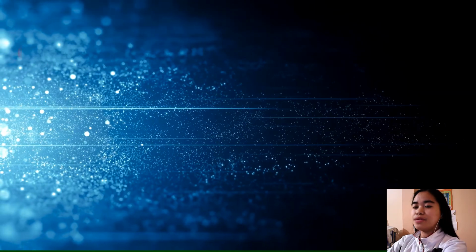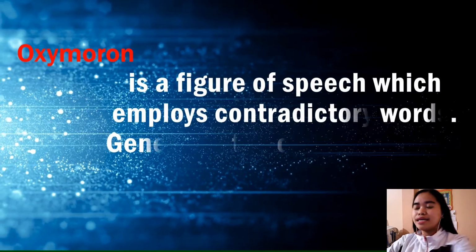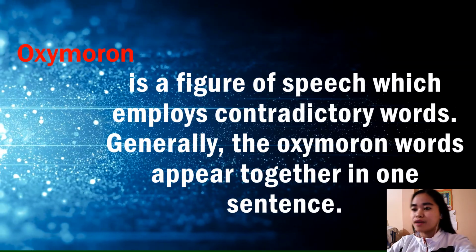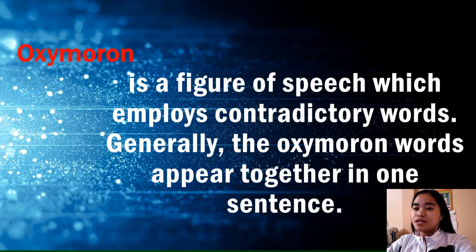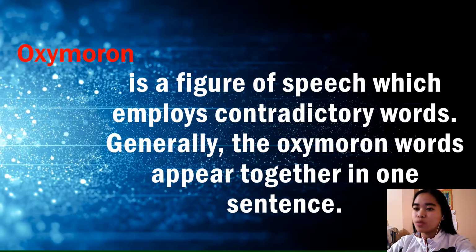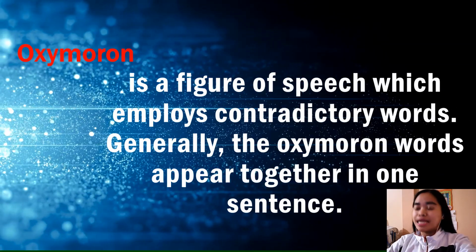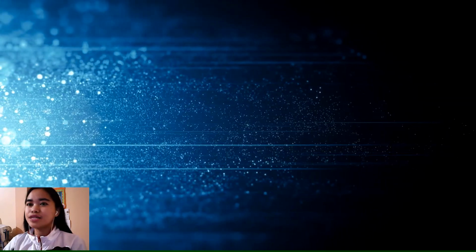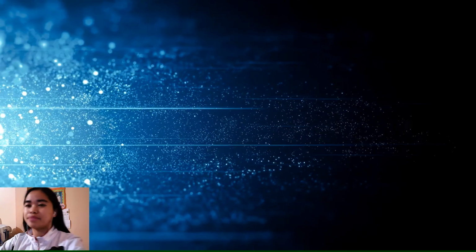Okay, so when we say oxymoron, it is a figure of speech which uses words that are contradicting. Generally, the oxymoron words or the contradicting words appear together in one sentence. Now, to further understand the concept of oxymoron, let's take a look at the following examples.